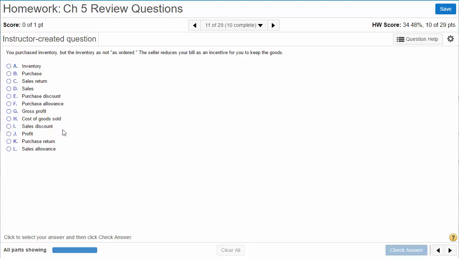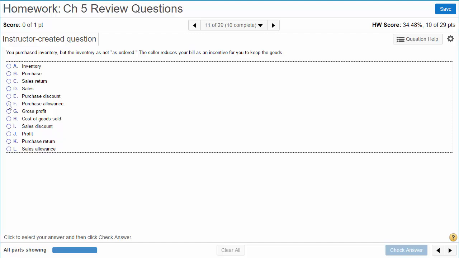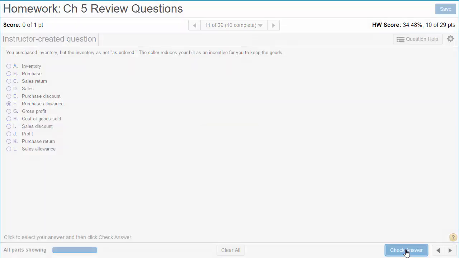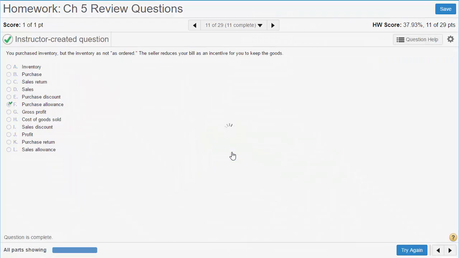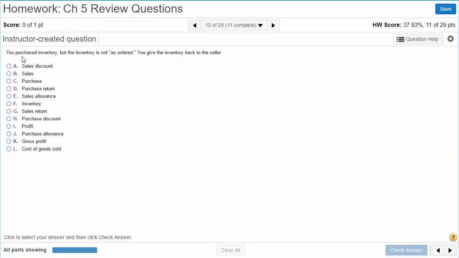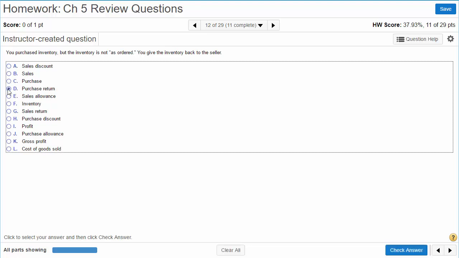So because we're doing the purchasing and the seller gave us an allowance, that's a purchase allowance. You purchase inventory, but the inventory is not as ordered. You give the inventory back to the seller. So we're returning it. Since we're the one that did the purchase, that's called a purchase return, not a sales return. Sales return is if we sold it.